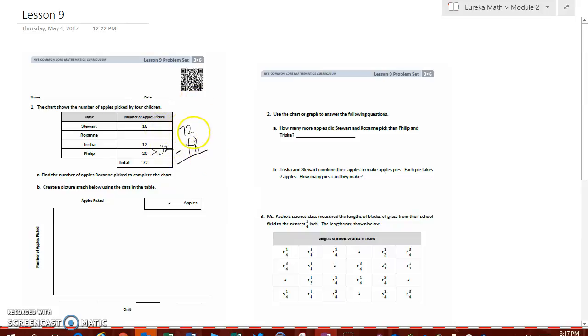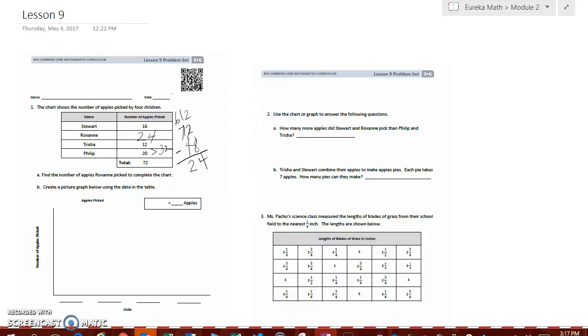So here we go. Can't subtract 2 minus 8, so I'm going to unbundle. 6 tens left. I'm going to add 10 to the 2. That gives me 12. 12 minus 8 is 4. 6 minus 4 is 2. So Roxanne picked 24 apples. I'm going to fill it in my chart. So now my chart is done. That's step A. Step B says to create a picture graph using the data in the table.